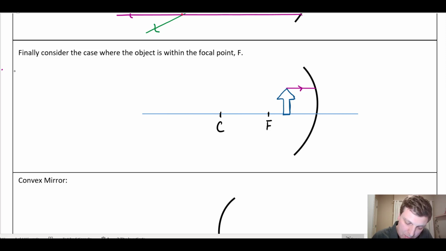Now, don't worry too much about the fact that I'm going to run into the arrow itself. That's fine. I know that seems like a weird thing to do, but let's just keep going with it and see where this takes us.